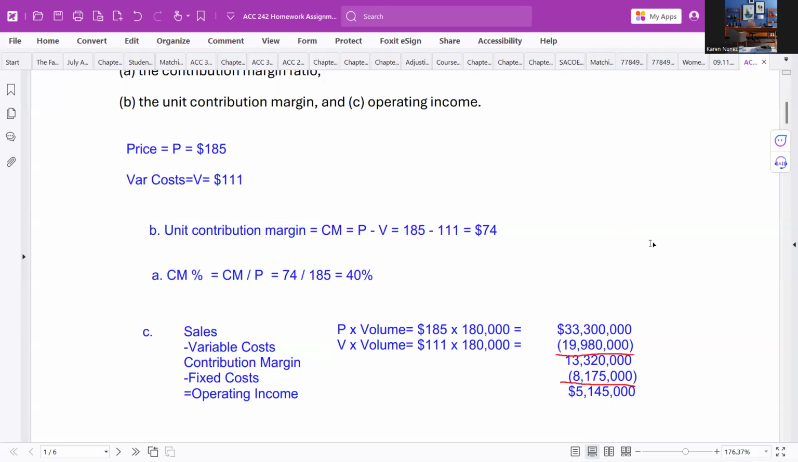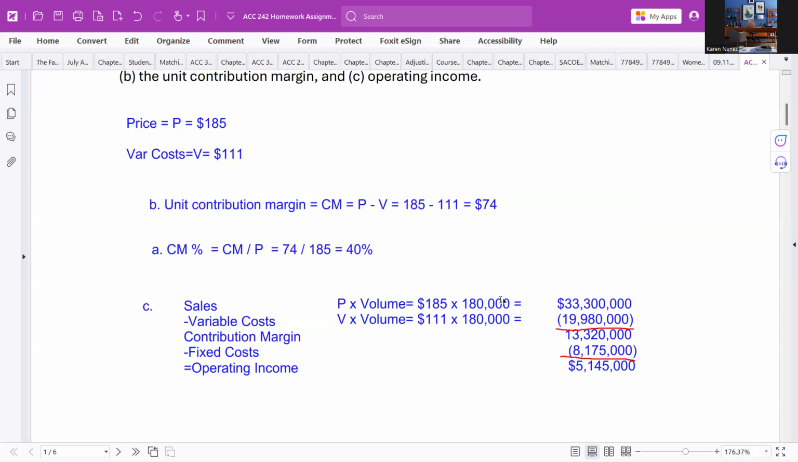So we started out by finding the unit contribution margin, and then we found the contribution margin ratio, and then we determined the operating income with the basic income statement. There are other ways to get to operating income. We could set up an algebraic equation, but it's easier to follow if we set up a little income statement like this. Okay. So let's move on.